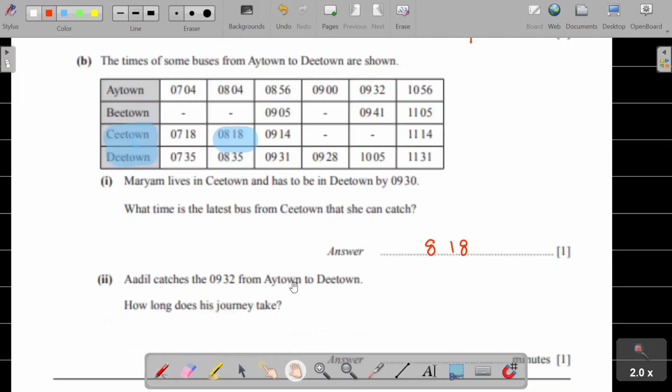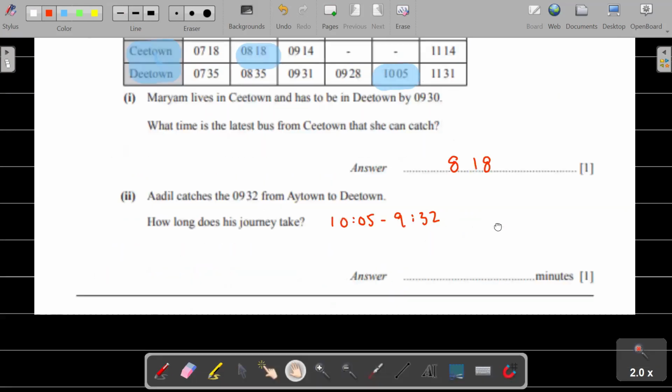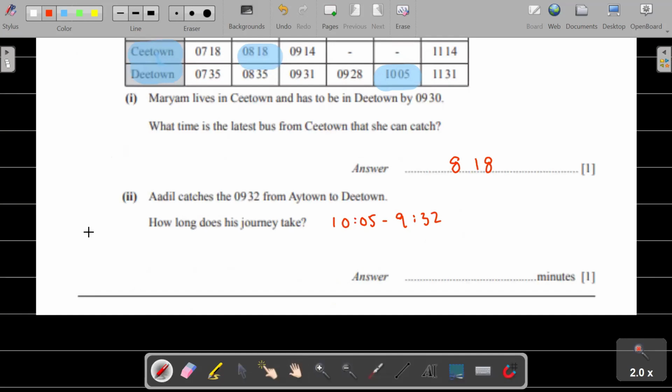Now it says that Adil catches the 9:32 from any town to D town. How long did the journey take? Okay, 9:32. This is any town and this is D town. So how long does the journey take? We need to subtract them. To subtract them, I will write 10:05 minus 9:32. So let's subtract in our own casual way, which we usually follow. It is hours and minutes. 10:05, then 9:32.